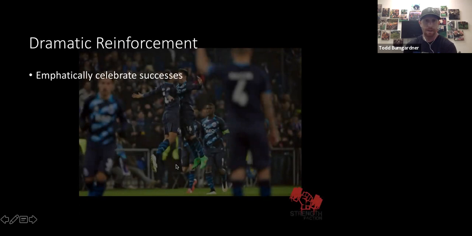So the last part of the paradigm is dramatic reinforcement. So we want to emphatically celebrate success. And we use a concept here called match plus one. So match plus one means you're going to meet the person at their level of excitement or personality, and then you're going to go one step above, so you make an emotional event out of it, right?